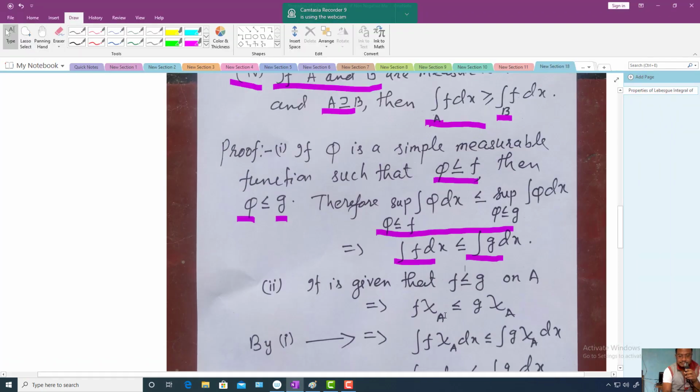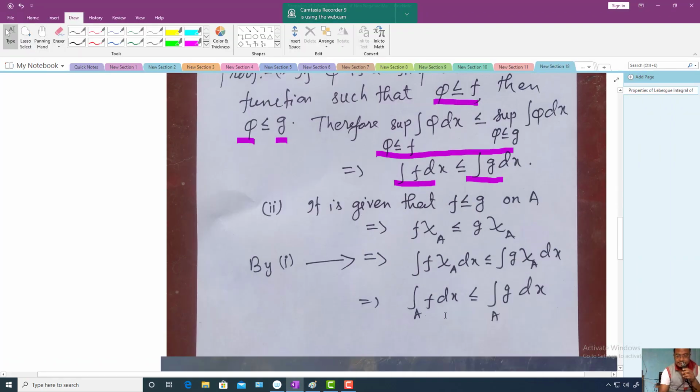So we have this inequality. This is the supremum over all those phi which are less than or equal to g, and this is the supremum over all those phi which are less than or equal to f. The domain for the first supremum contains the domain for the second. Therefore the supremum of this bigger domain will be greater than the supremum of the smaller domain. So this is obvious.